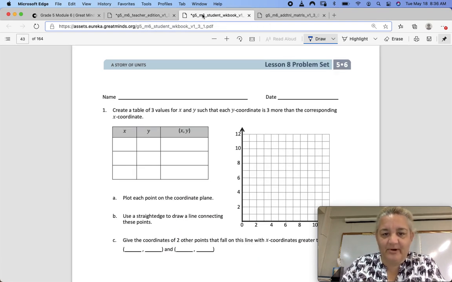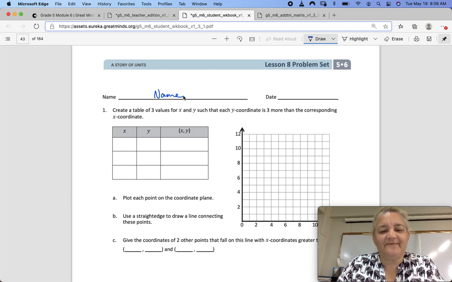Okay, so let's go to a problem set. Please write your name on your paper. And number 1, create a table of 3 values for x and y such that the y coordinate is 3 more than the x coordinate. So here's our rule. It's going to be x plus 3 equals y, okay?